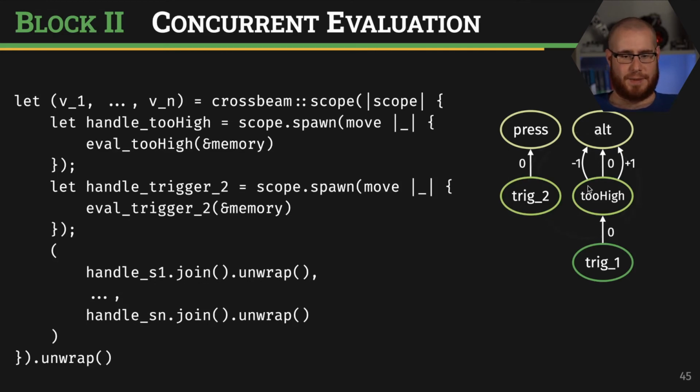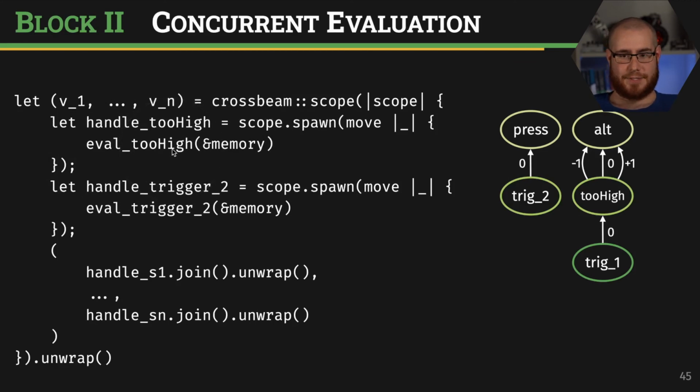Here we use the crossbeam library of Rust, and we say we start a new scope, and in this scope we spawn different threads. In one of the threads we evaluate the too high stream, and in the other one we evaluate the trigger 2. Now this is perfectly fine. What's happening here is that we give read-only access to the memory to the evaluation functions.